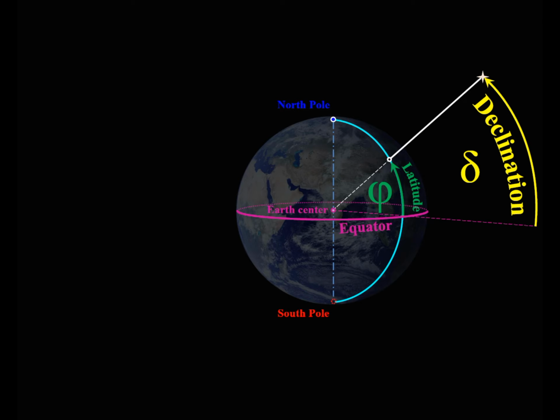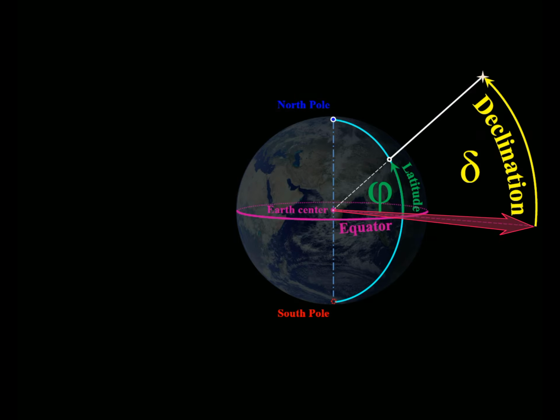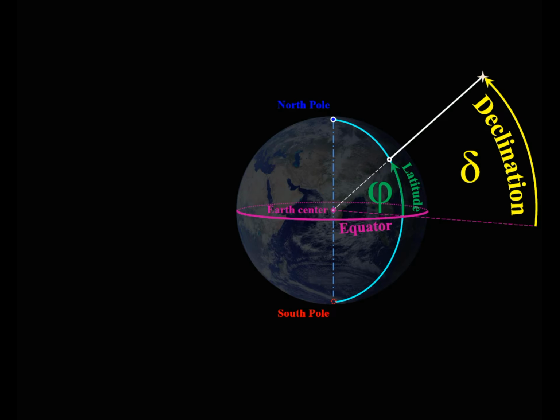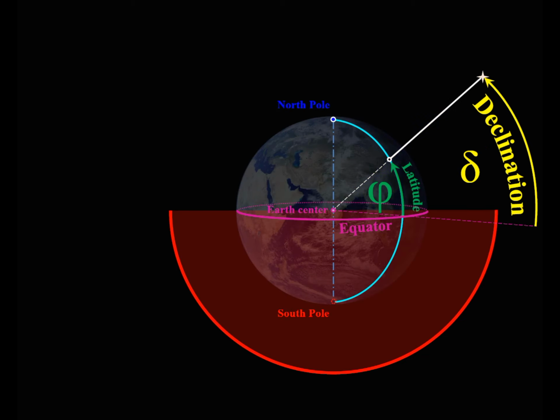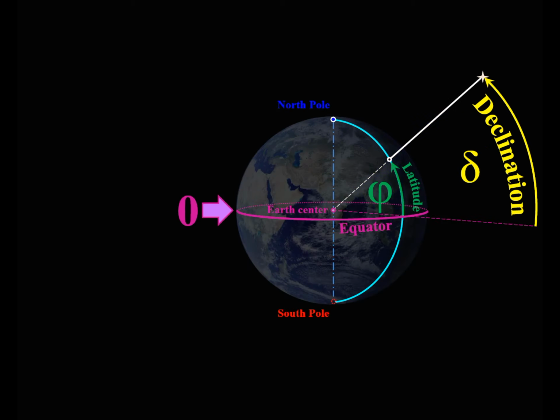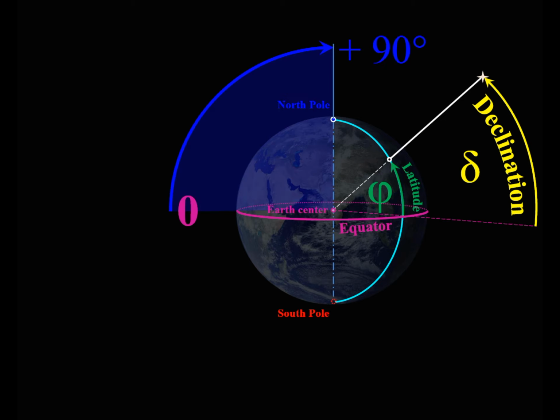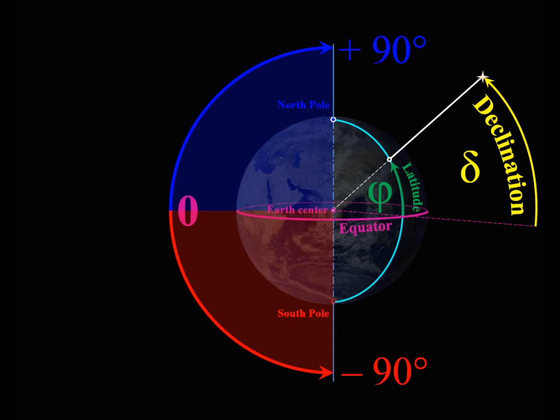Declination is the angle that is formed by the equatorial plane and the direction toward the star from the center of the Earth. Like latitude, declination can be northern or southern. The equator corresponds to 0 latitude and declination. North latitude and declination range from 0 to positive 90 degrees. South latitude and declination range from 0 to negative 90 degrees.